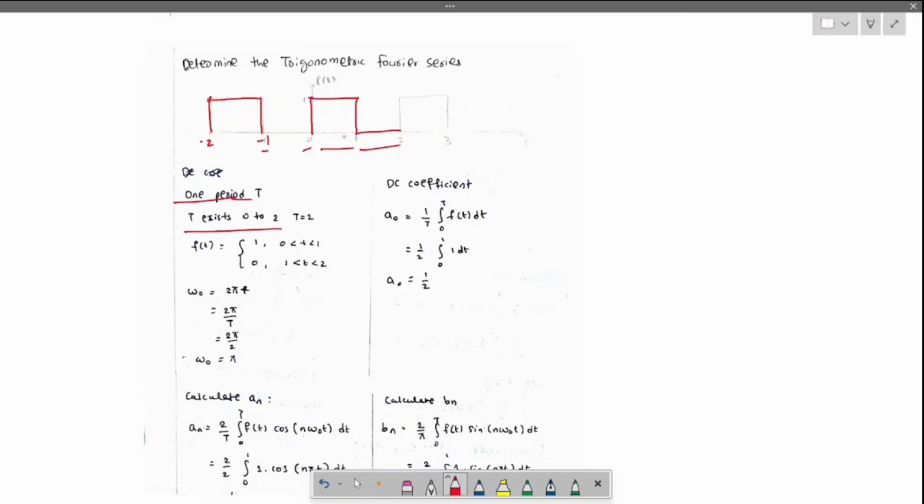For 1 period T, let us take 0 to 2. T is 2 units. f of t is 1 when t is from 0 to 1, and 0 when t is from 1 to 2.